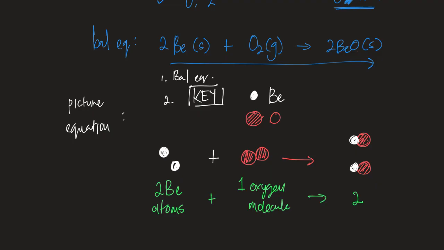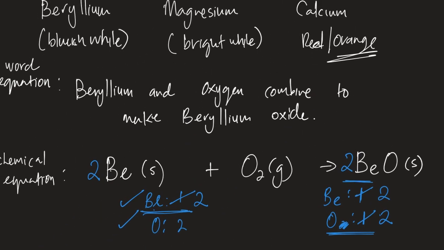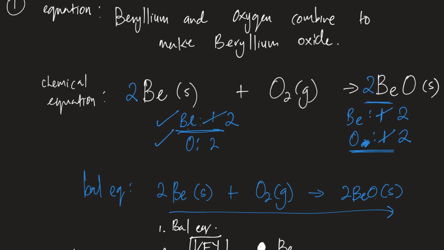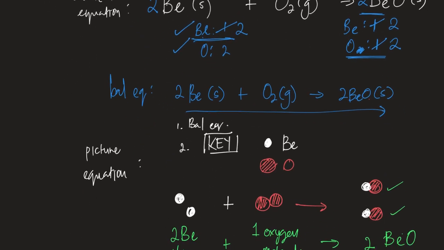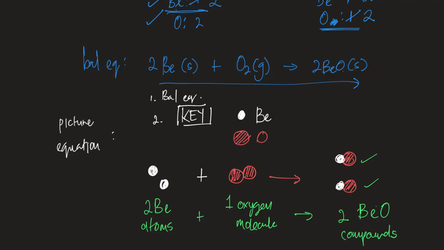gives me two beryllium oxide compounds. So there's one and there's two. That's how you write a picture equation. You need to know for your test how to write all three. What does a word equation look like? It looks like this. What does a chemical equation look like? It looks like this, and it must be balanced. And what does your picture equation look like? It must look something like this. Please make sure you know how to do all of them.